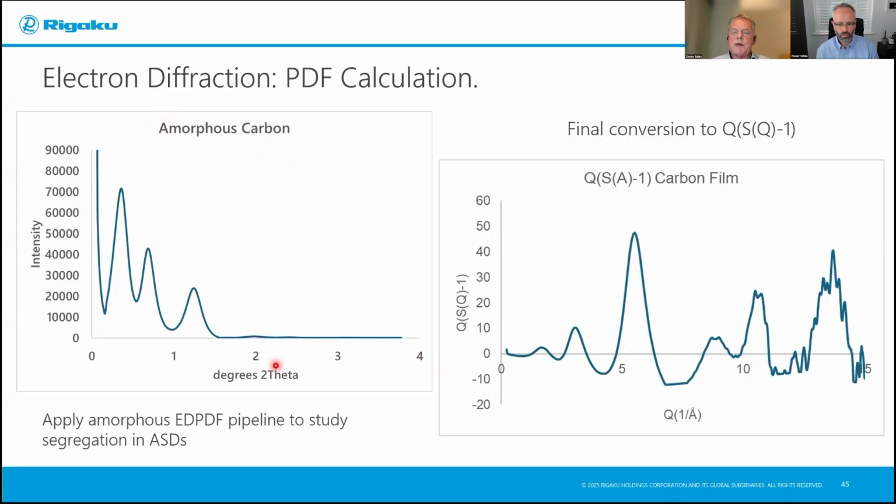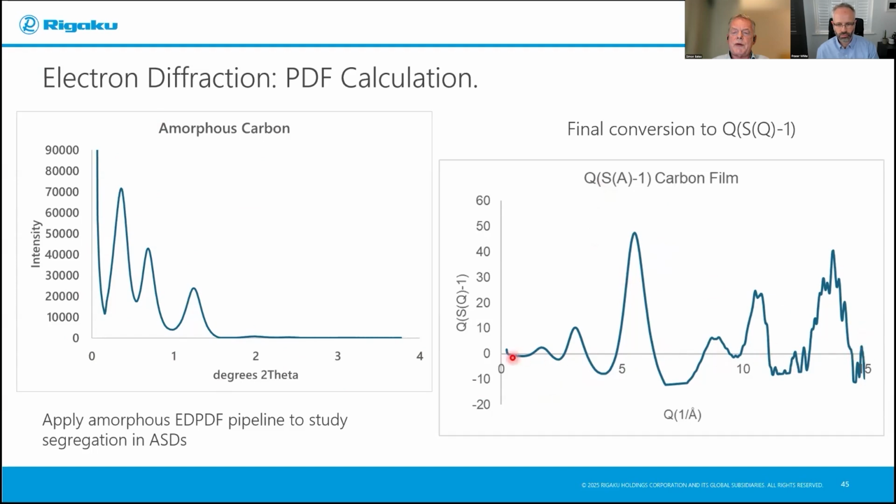With this extremely short wavelength, 0.0251 angstroms, the whole diffraction is done very, very quickly. So the detector doesn't even need to move anywhere during that measurement. And then we can convert that to a total diffraction format. This is Q S of Q minus 1.